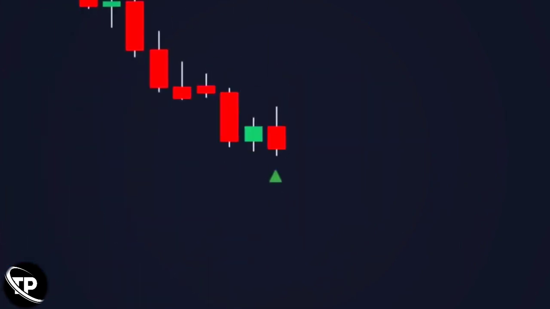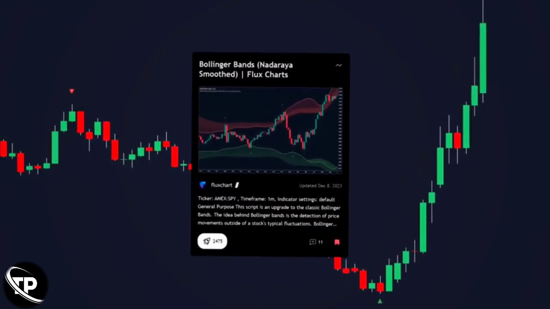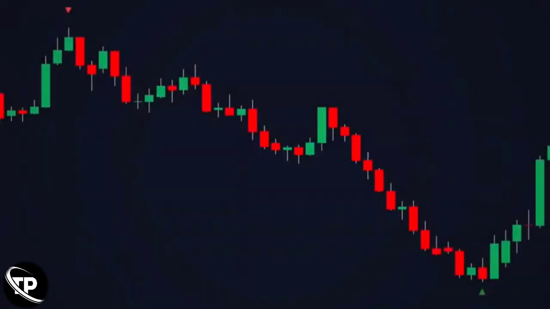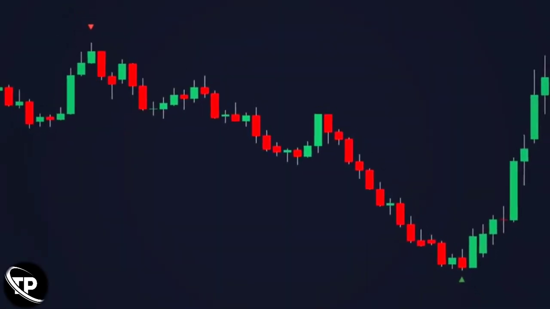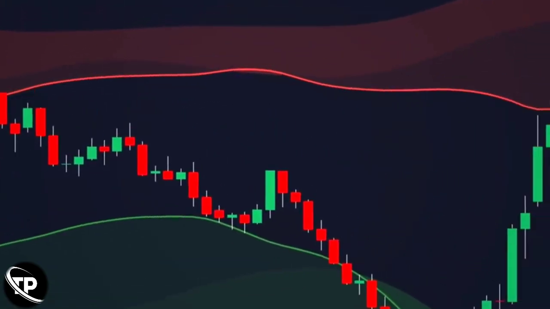But what if you could get the same volatility signals with none of the noise? That's exactly what the Nadaraya Smooth Bollinger Bands do. They take the exact same foundation, price averages and standard deviation, but then they apply one powerful upgrade, statistical smoothing, and the result is a clean, stable band that filters the noise without lagging behind.